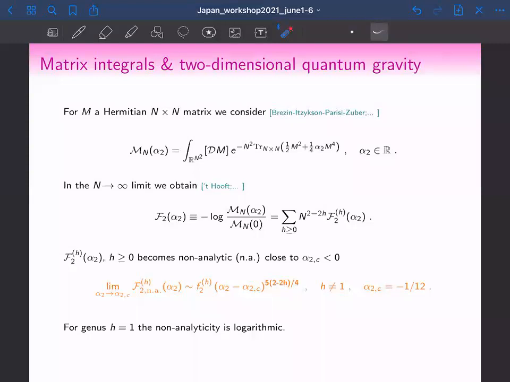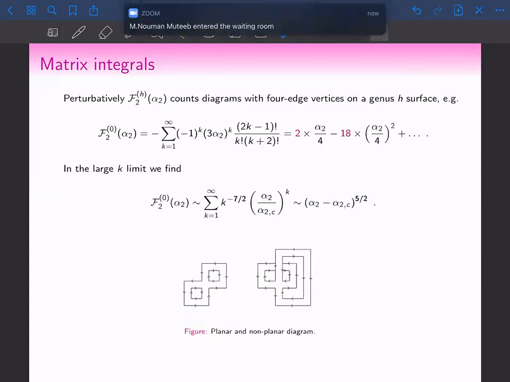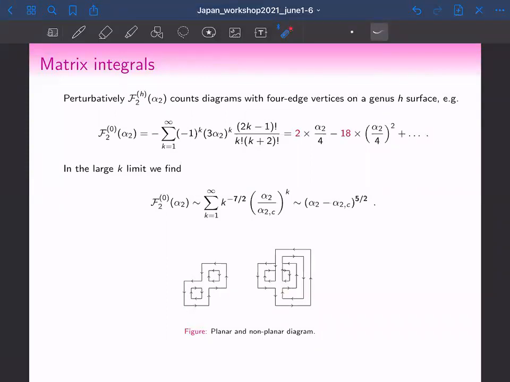Very good. Now, let me give you some more graphical interpretation of this free energy. So what does this free energy do? It counts diagrams. But usually we're used to Feynman diagrams, for example, where we have scalar fields and single line diagrams. However, because the matrix has two indices, the diagrams of this matrix integral are no longer single lines, but they are these ribbon diagrams, these thick diagrams.